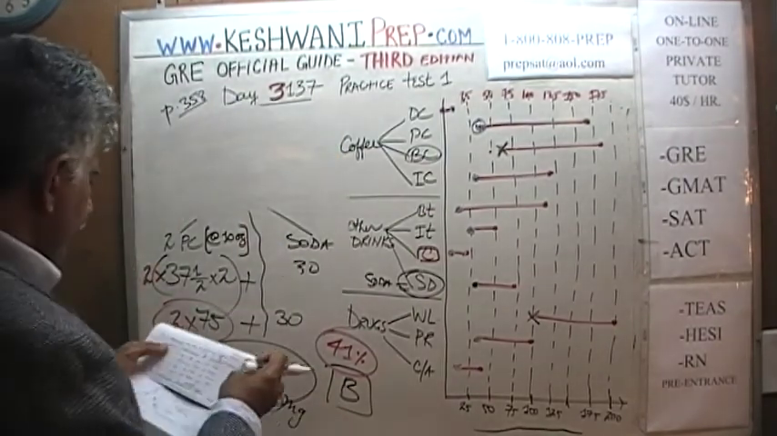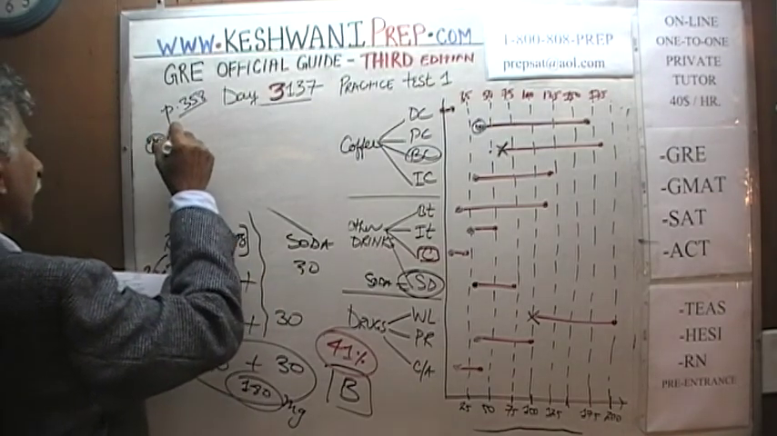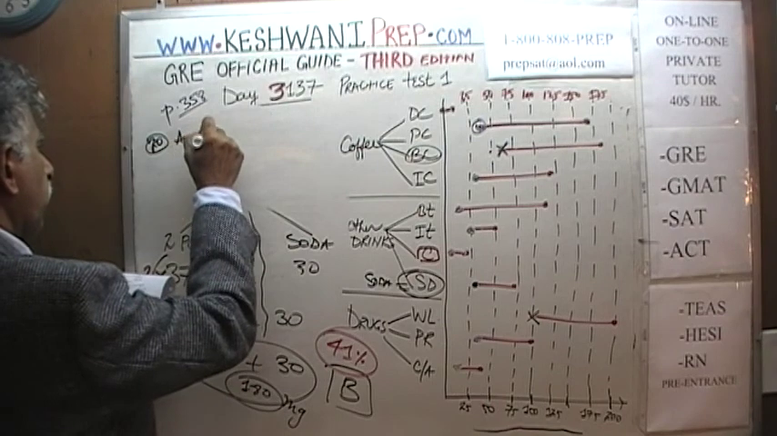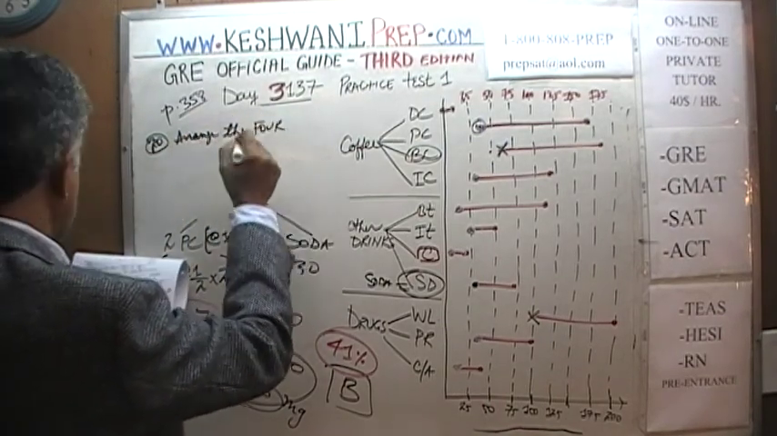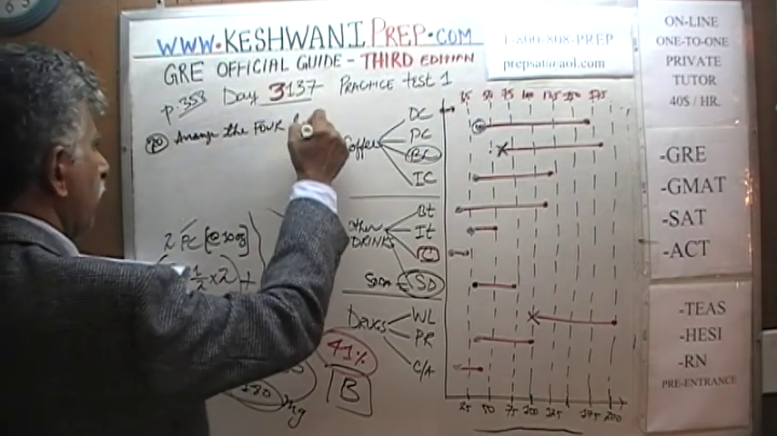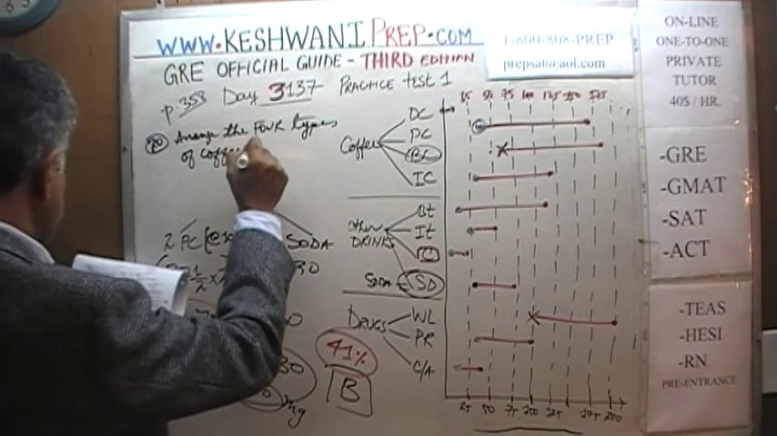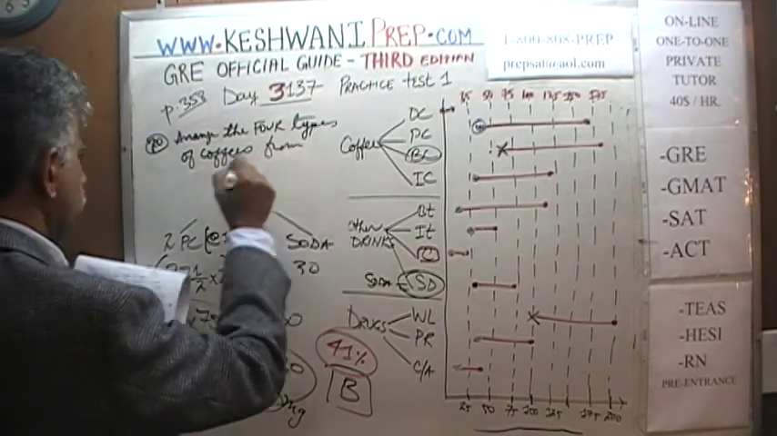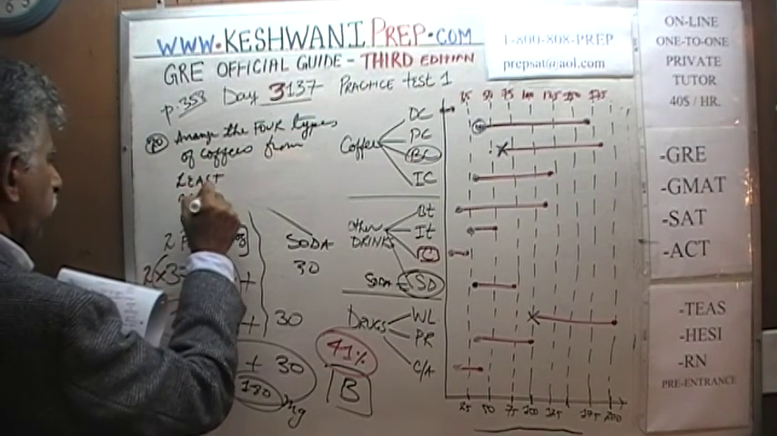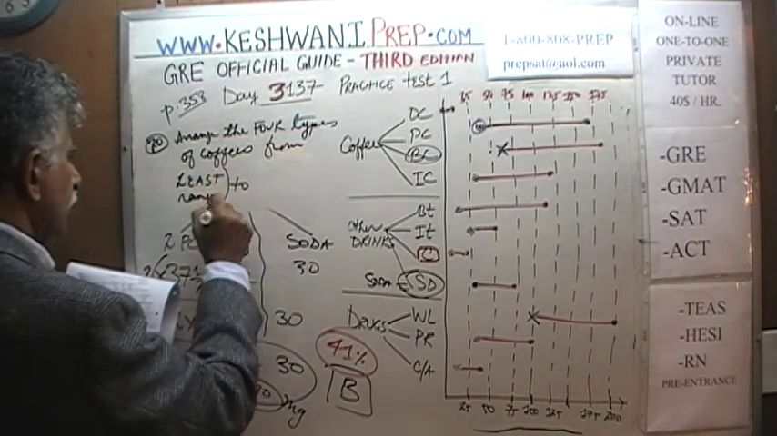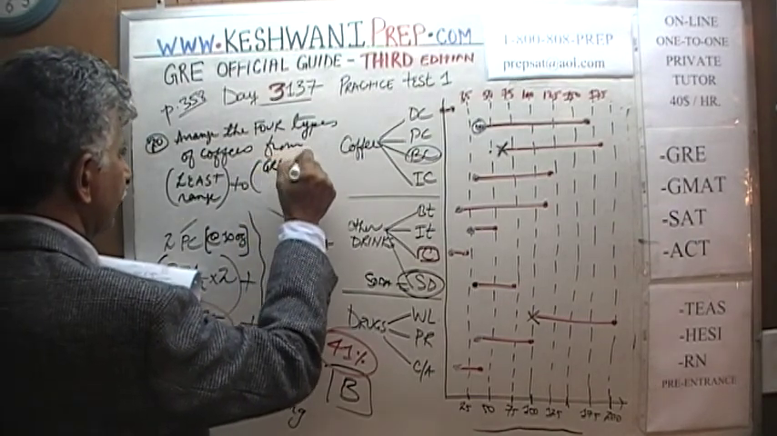Number 20. It says arrange the four types of coffees from the least range to the greatest range.